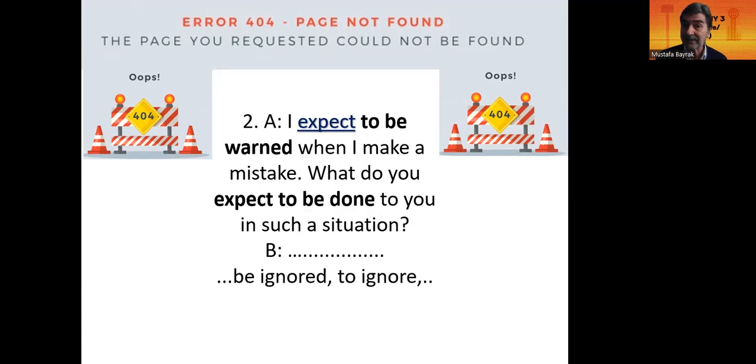What do you expect to be done to you in such a situation? For example, I want to be ignored. Okay. I want to be criticized. Yes, I want to be shown. I want to be shown my mistake, for example.